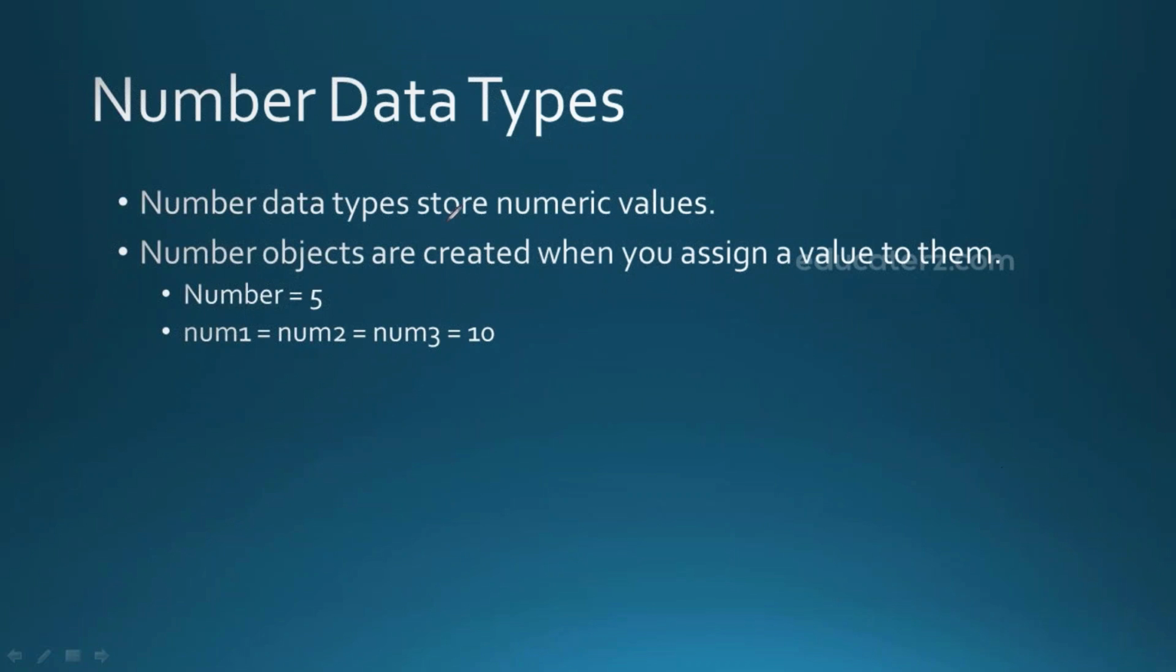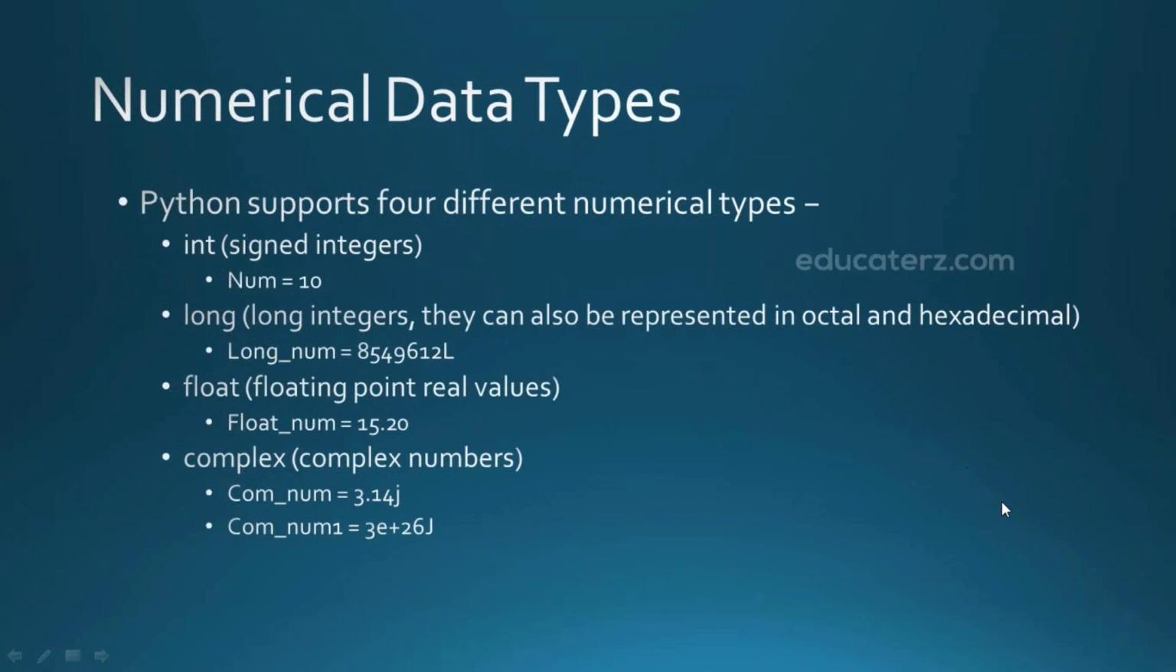For example, if you see on the screen, if I say number equal to 5, an object of 5 has been created, and to this our number or variable name will be tagged. In this format it happens, which we discussed in the earlier video. We can give multiple assignments in the format shown here, where num1, num2, num3 are being assigned the value 10. So here num1, num2 and num3 will hold the same value of 10.